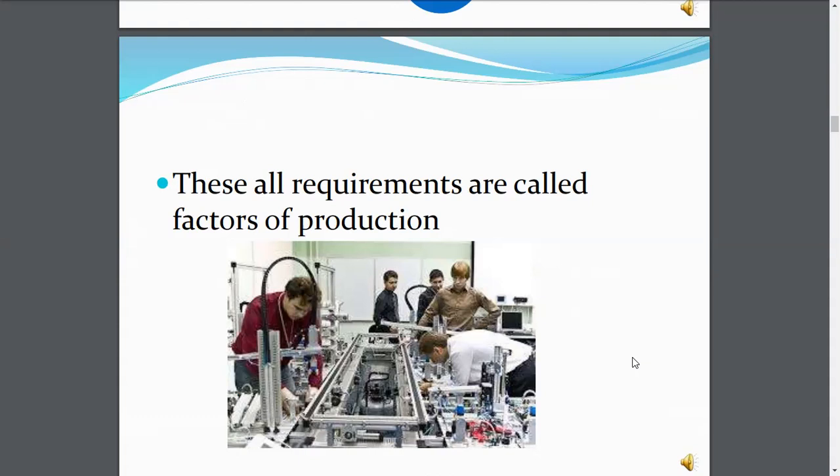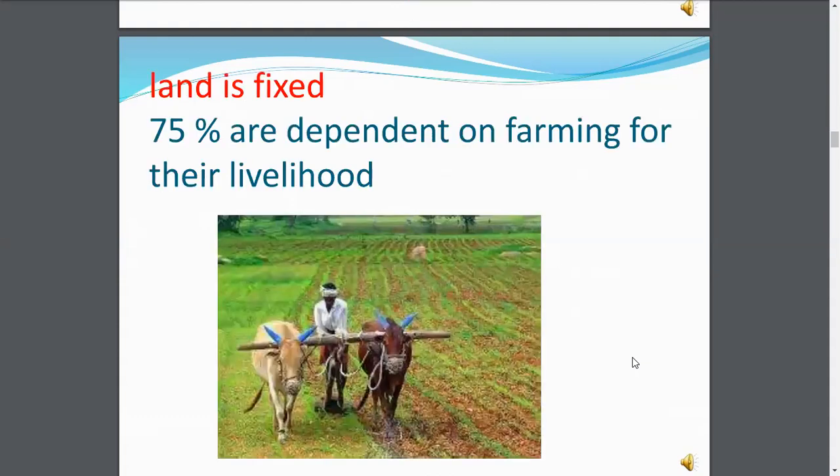Now from here we can see that land is fixed, as I told you earlier. For example, we can take the example of Palampur. In Palampur, farming is the main activity. 75% of the people over there are dependent upon farming because that is their livelihood. Some wasteland or some grazing land can be converted into cultivated land also. But land is fixed over there. Land is a very important resource.